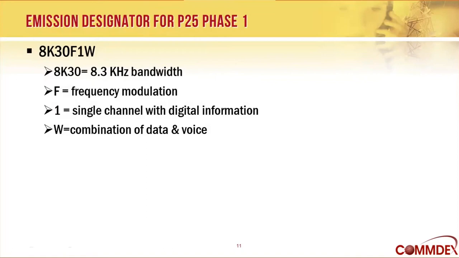8K30 means it has an emission bandwidth of 8.3 kilohertz. The F means it's frequency modulation. Now C4FM is still FM. The 1 means it carries a single voice channel with data. And the W means it can carry a combination of data and voice. So with that one designator, we've provided a lot of information about that.